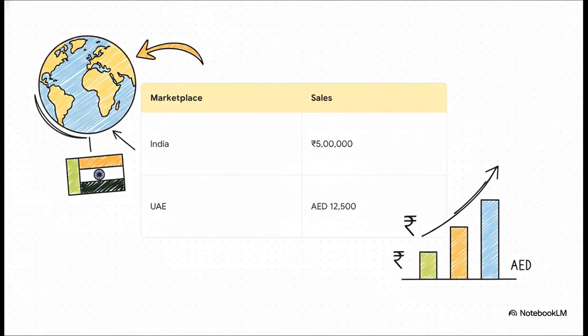Now, this is super cool for anyone selling internationally. The dashboard makes managing multiple markets so simple. Let's say you're selling in both India and the UAE, for example. With just one click on that KPI card, boom, you get a country-by-country breakdown of your sales.